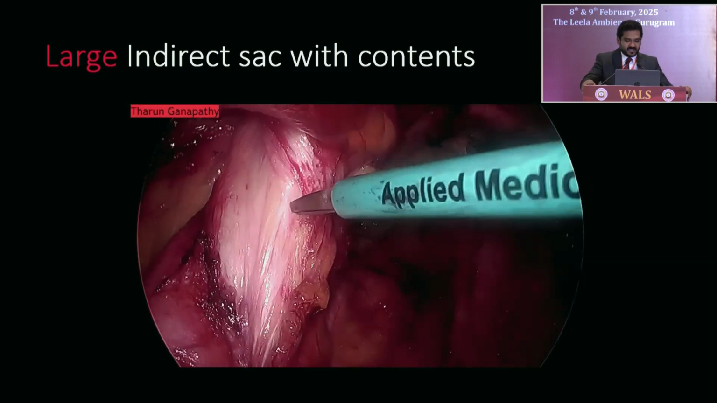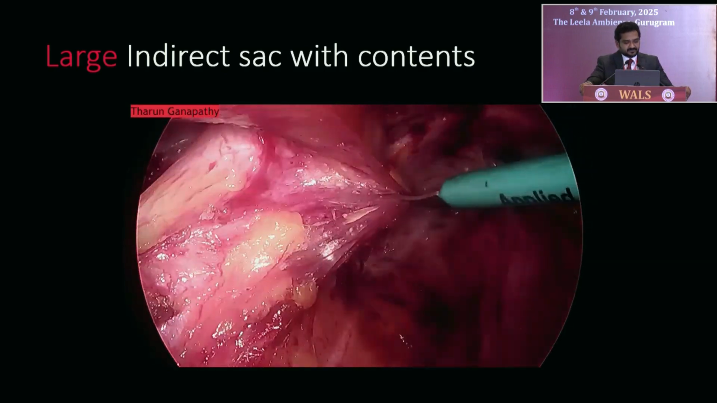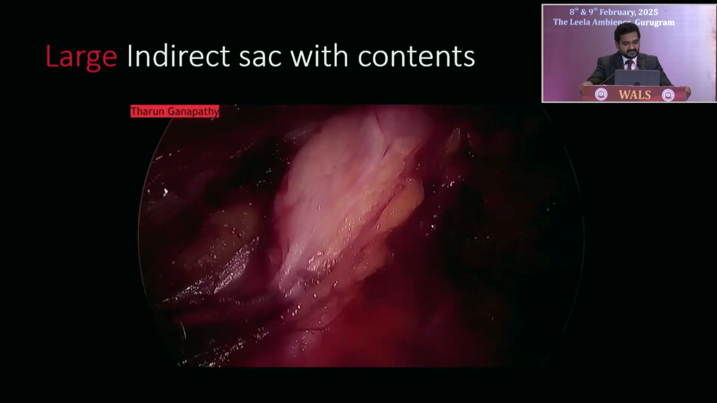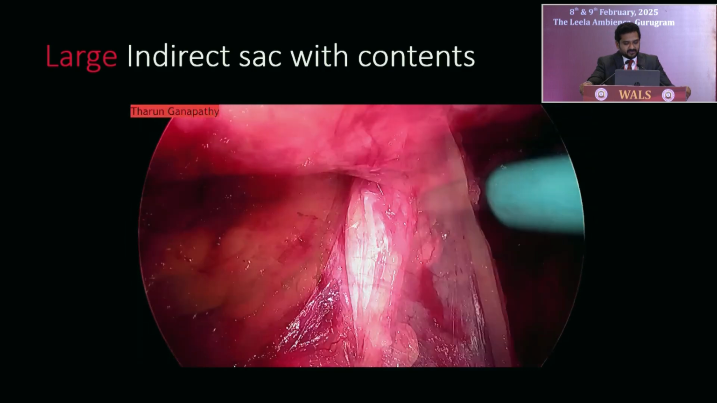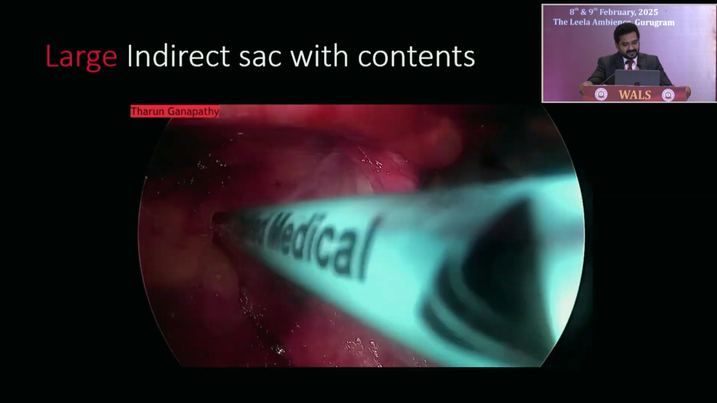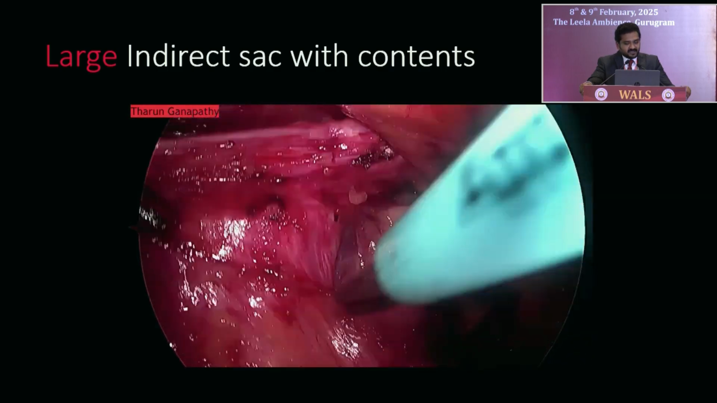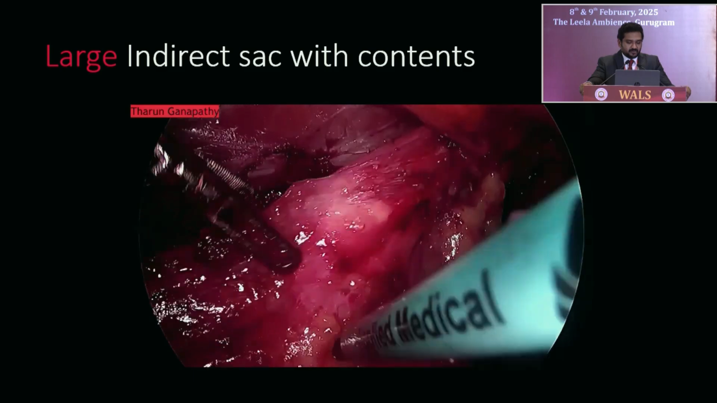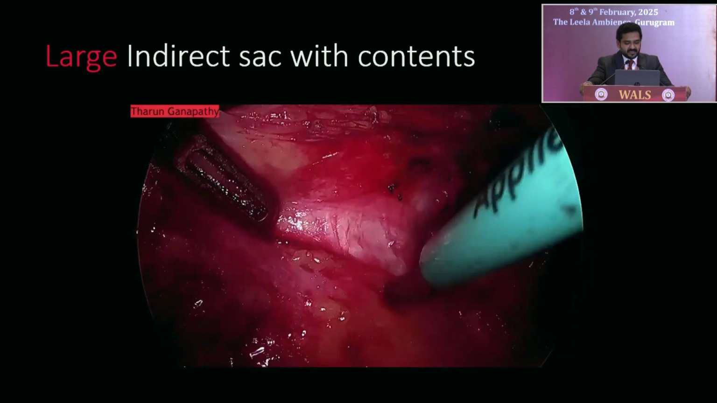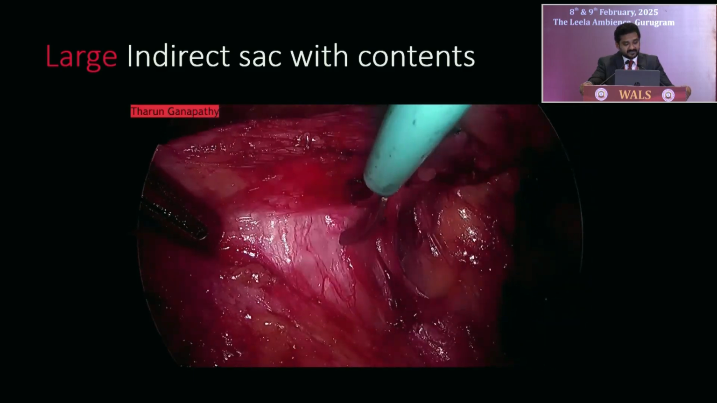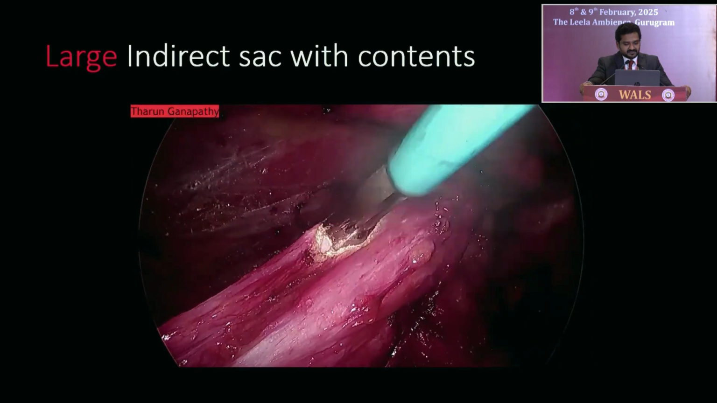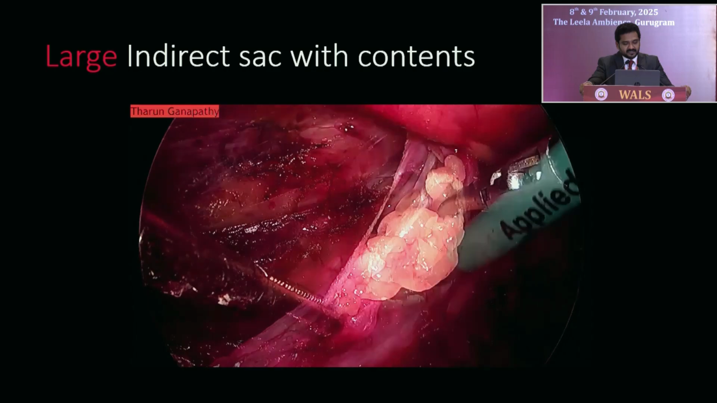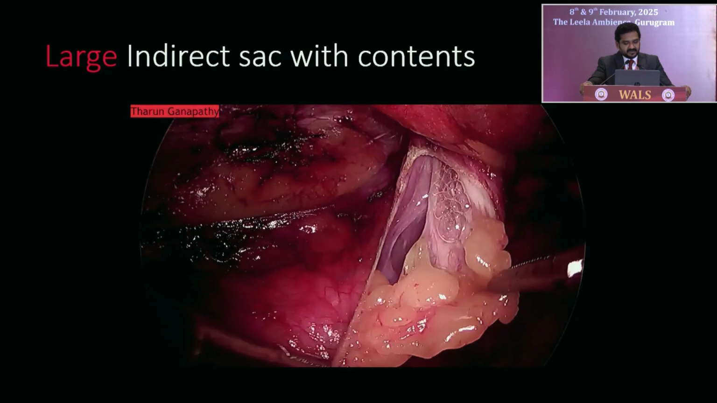So this is a large indirect sac with contents. eTEP can be safely performed in these kinds of cases also. Here, once delineating the sac and knowing where the cord runs, you can open up the sac at some point safely, and you can look for contents. You can see the content in this particular case is omentum. Okay, you can release those adhesions.